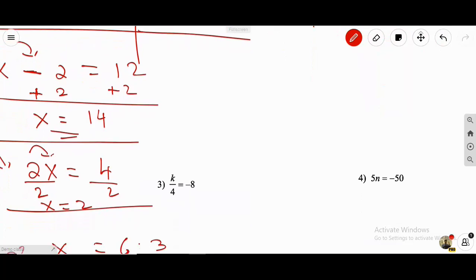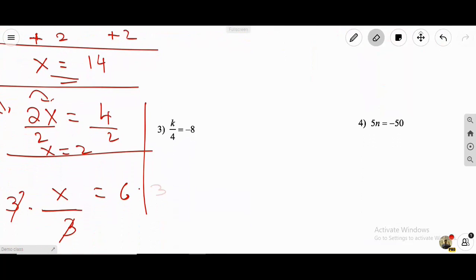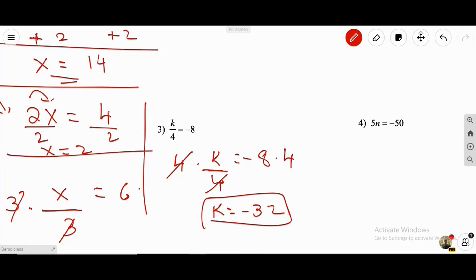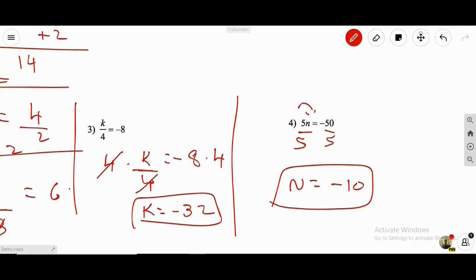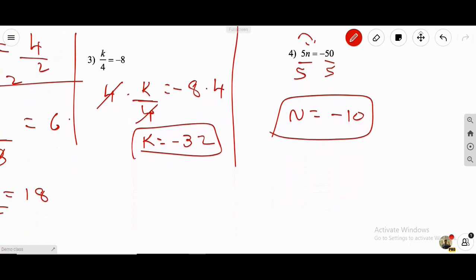And then number 3, here we got k divided by 4 equals negative 8. Again, since it is divided by 4, you multiply by 4 on both the sides. So we could get k equals negative 32. So that is the answer for number 3. And number 4, again you see that 5 times n. So divide by 5. So you would get n equals negative 10. So now you see that there is a pattern. There's a multiplication, I divided. When there was a division, I multiplied to get the answers.